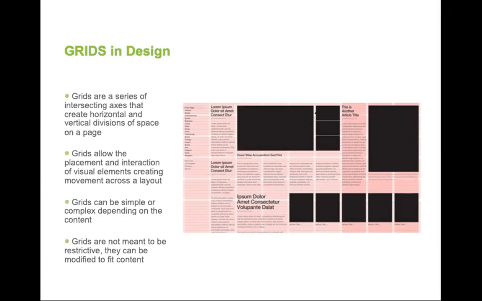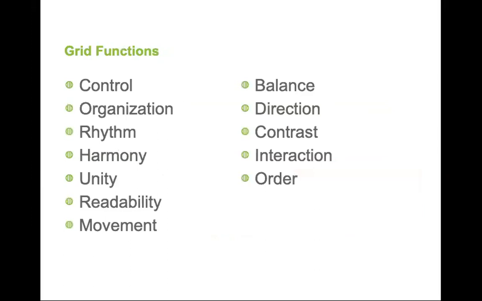And grids are not meant to be restrictive. They can be modified to fit content. And we talked about this before. They're used to control, organize, create rhythm, harmony, unity, readability, movement, balance, direction, contrast, interaction, and order within your layout. So it's the way that the eye flows around. You're dealing with a lot of information usually when you're working with a grid system. That's why in magazines, it's so important to have a really solid grid structure so that you're able to organize all the information and images in a way that's easy to view or read.